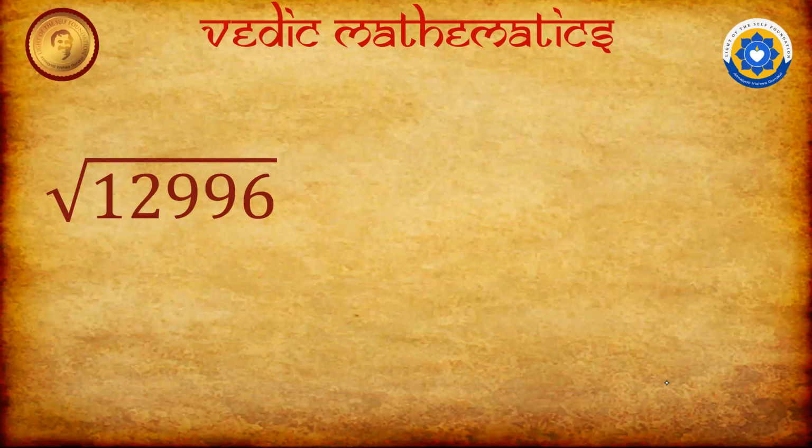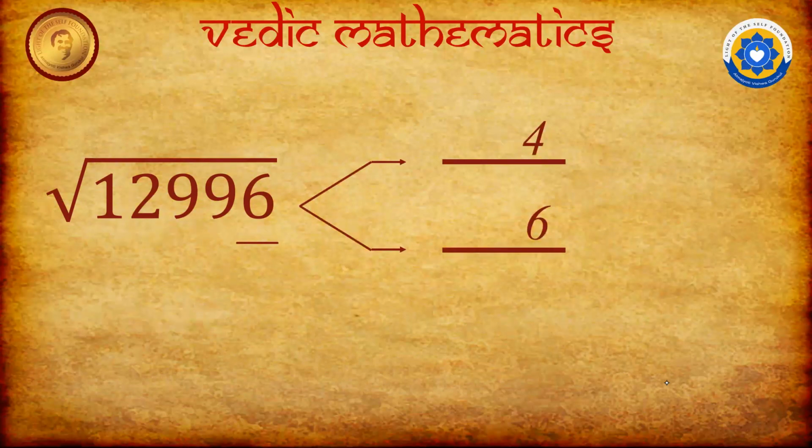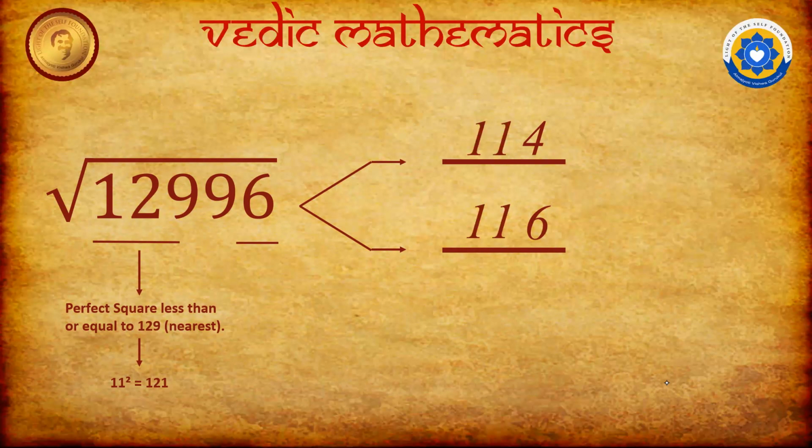Let's take another example. Square root of 12,996. Take the last digit 6. We know that for 6, the two numbers are 4 and 6. Now let's take 1, 2, 9, the first 3 digits. Let's understand that we need to find the perfect square that is nearest to 129, that is lesser than or equal. We know that the number is 121, which is 11 square. So let's write 11 on both these blanks.